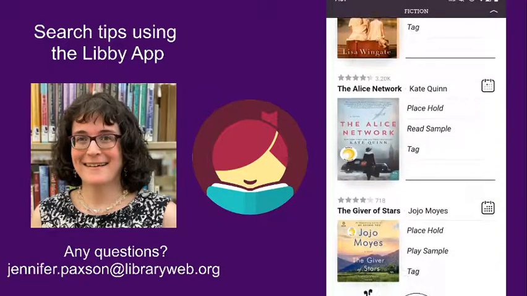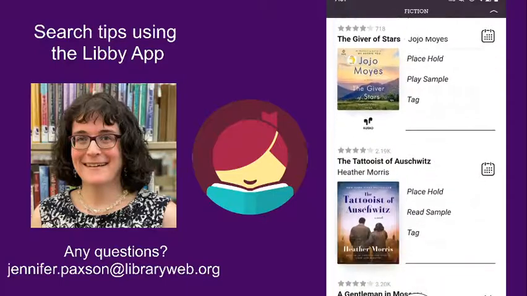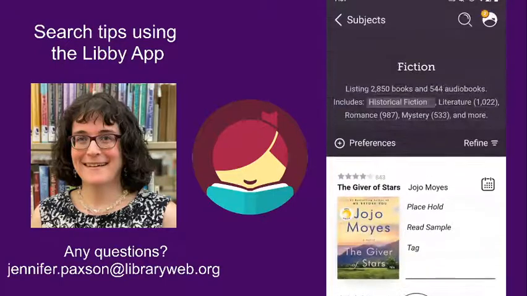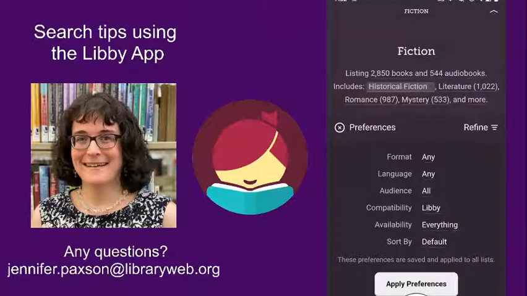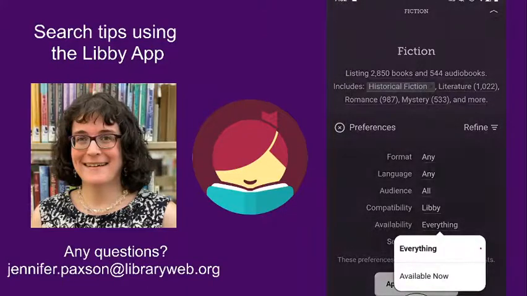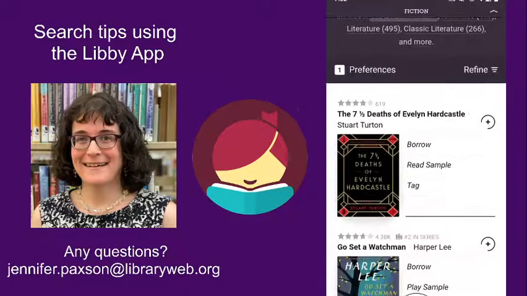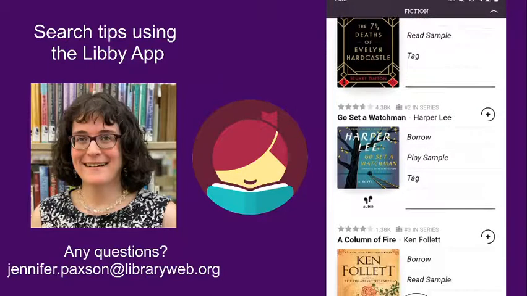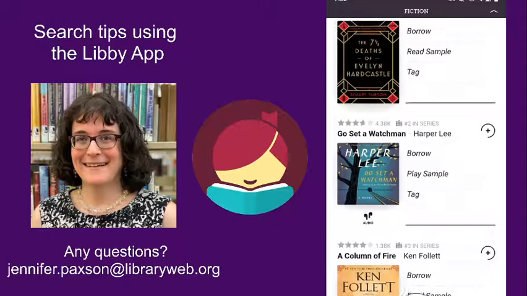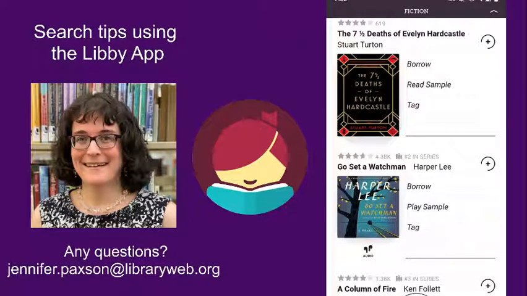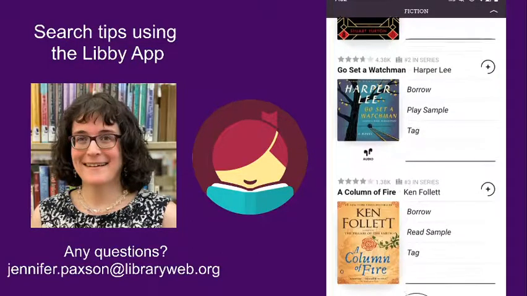Some of them are checked out. You'll notice it says place hold, but there are things that say borrow. You can go back into your preferences and change availability to available now, apply your preferences, and now you'll see things that you can check out right now. If it is an ebook, it'll just have the cover of the book. If it's an audiobook, you'll see a little pair of headphones underneath it.